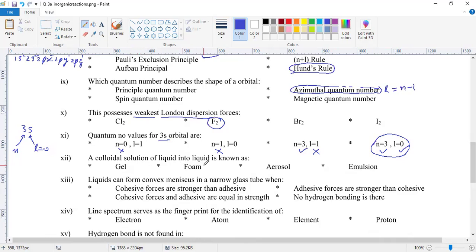A colloidal solution of liquid into liquid is known as an emulsion. Foam is gas into liquid. Gel is liquid into solid. Aerosol is liquid into gas, and emulsion is liquid into liquid.